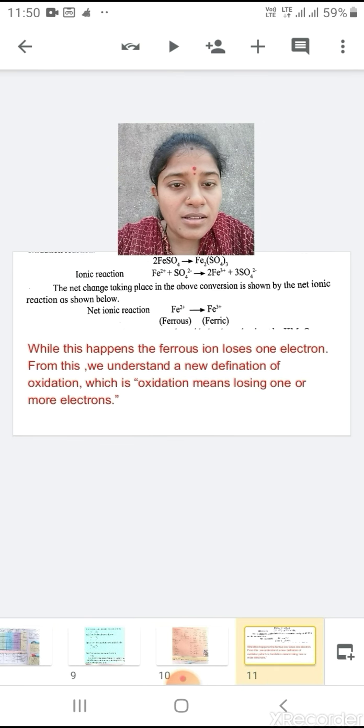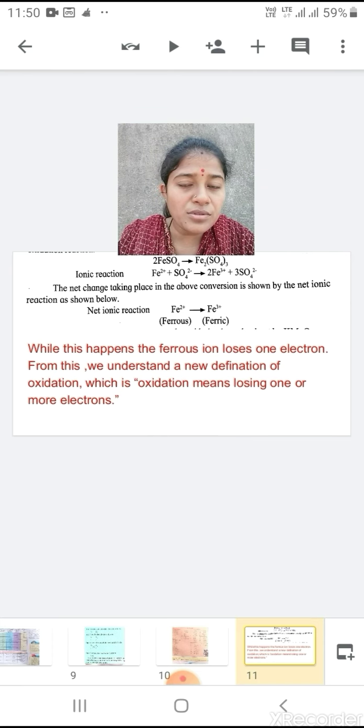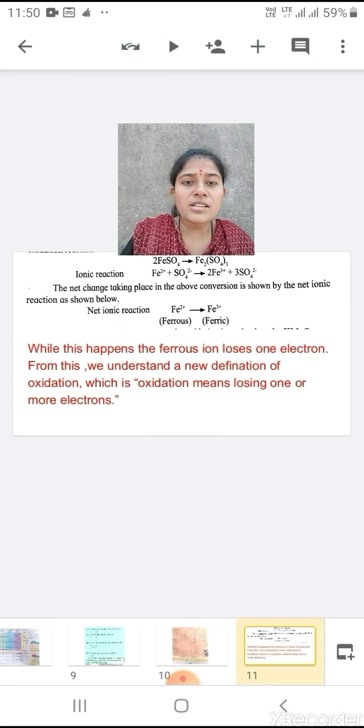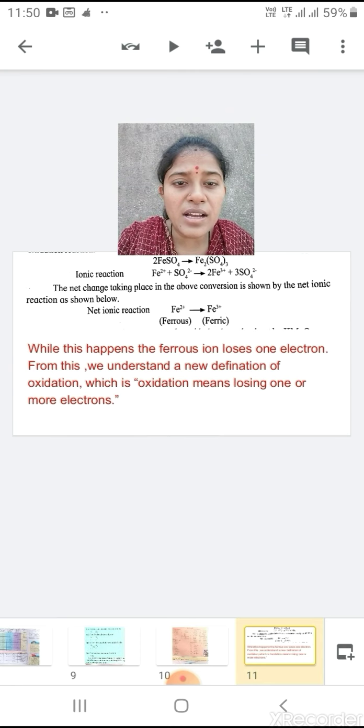Okay, see Fe, the 3 which is written down of SO4, SO4 thrice, that 3 is actually the charge that will be given to the Fe. So that will become Fe3 plus, and the 2 written downwards belongs to SO4, the sulfate ion.